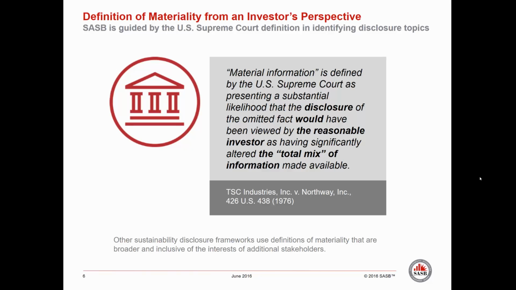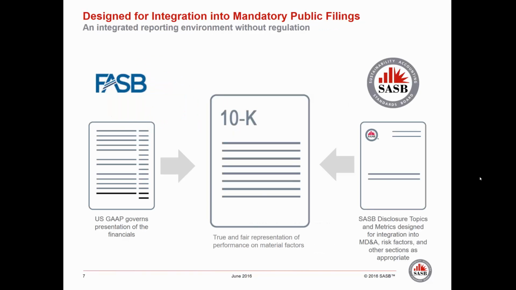SASB standards are designed to be included in mandatory public filings, such as in the U.S. in the Form 10-K. In the U.S., GAAP governs the financial information that is included in the 10-K, and SASB standards provide guidance for sustainability information that can be included in the Form 10-K for integration into management's discussion and analysis, into risk factors, or into other sections as appropriate.